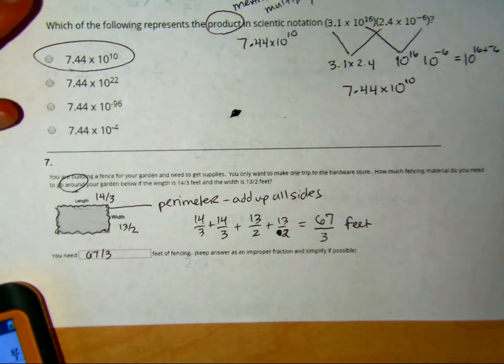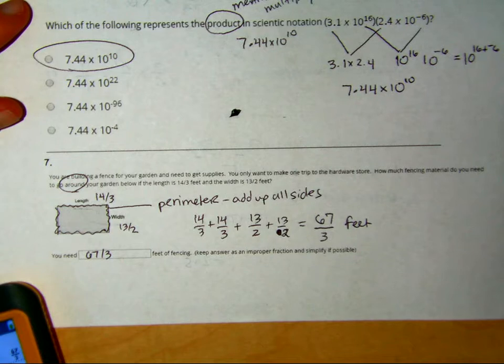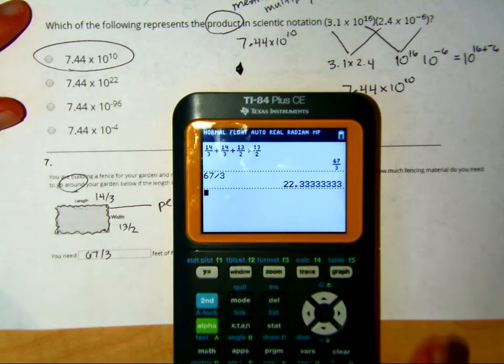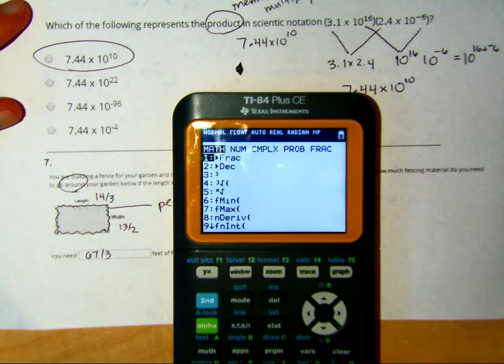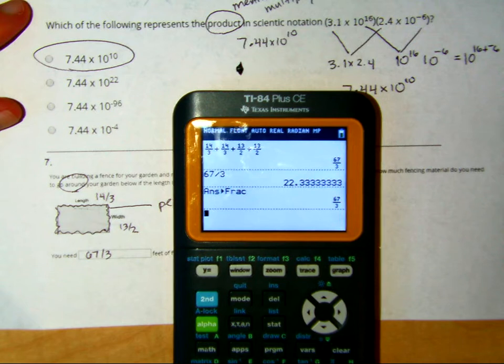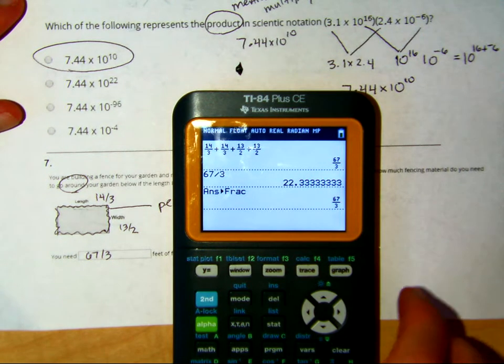Okay? So let's say you guys typed it in and you got it as a decimal, okay? And you're like, oh gosh, how do I turn this into a fraction? So what you could do is, once you have the answer, if you hit math and then just number 1, it's going to turn your answer into a fraction and it will make sure it's simplified. So if you have a decimal, you can also convert it to a fraction using your calculator. Okay, so moving on to number 8.